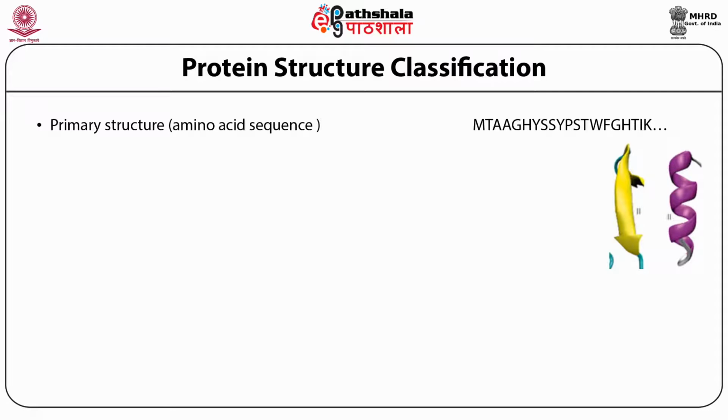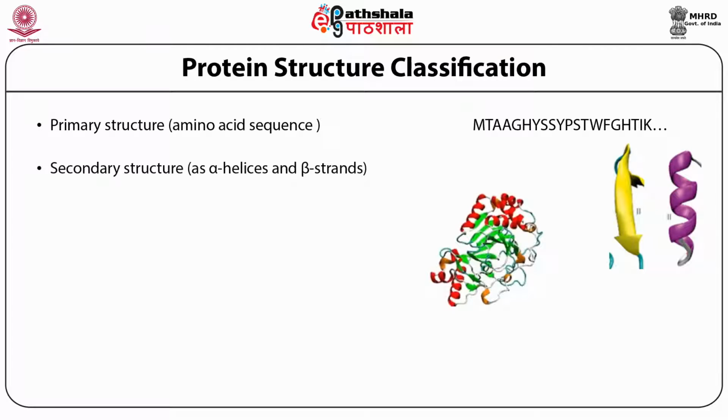That is primary structure. And then in the secondary structure, a particular sequence of 8 residues or 10 residues or 12 residues has a defined conformation. For example, a particular given sequence makes an alpha helix or maybe a beta strand. This is secondary structure. In the tertiary structure, all these secondary elements are folded to have a final folded conformation, which is called tertiary structure.